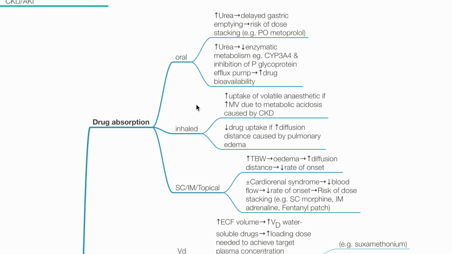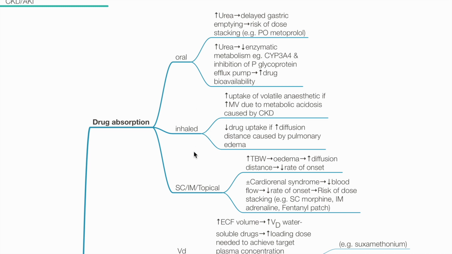For drugs administered via inhaled route, there may be increased uptake of volatile anesthetic if there is increased minute ventilation due to metabolic acidosis caused by CKD. Reduced drug uptake occurs if there is increased diffusion distance caused by pulmonary edema.